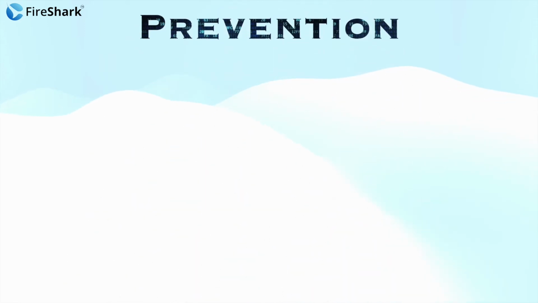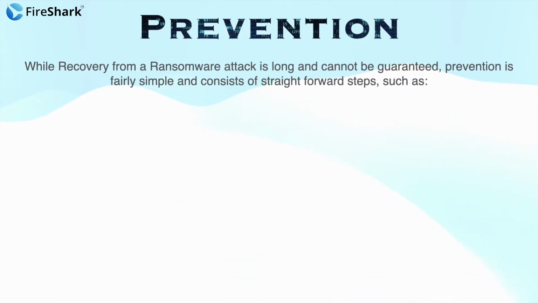Now there are some prevention steps that we can take. While recovery from a ransomware attack is long and cannot be guaranteed, prevention is fairly simple and consists of straightforward steps, such as never click on unsafe links. We should always verify the links that we are clicking. We should see a preview maybe or open them in a sandbox environment. But the best case is never opening unknown links.